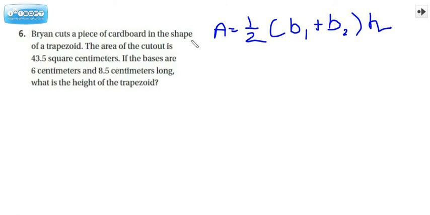Question 6: Brian cuts a piece of cardboard in the shape of a trapezoid. The area of the cutout is 43 5/10 square centimeters. If the bases are 6 centimeters and 8 5/10 centimeters long, what is the height of the trapezoid?